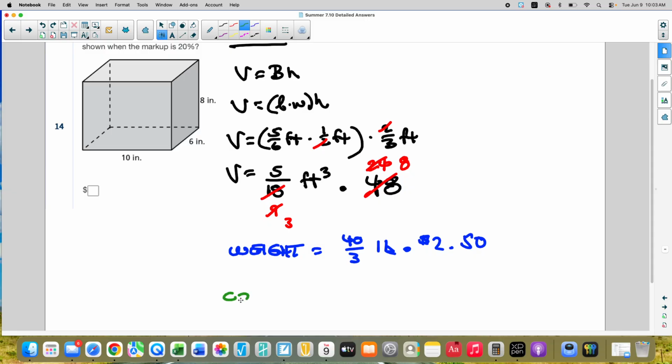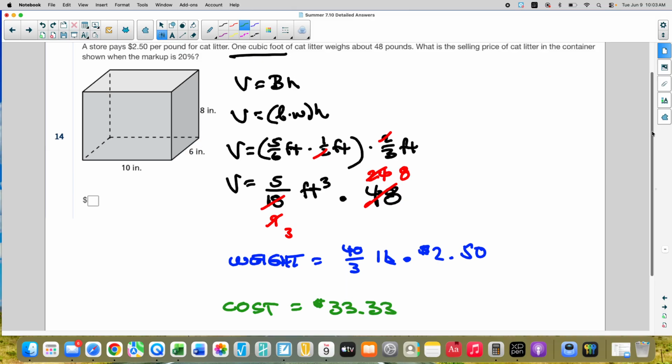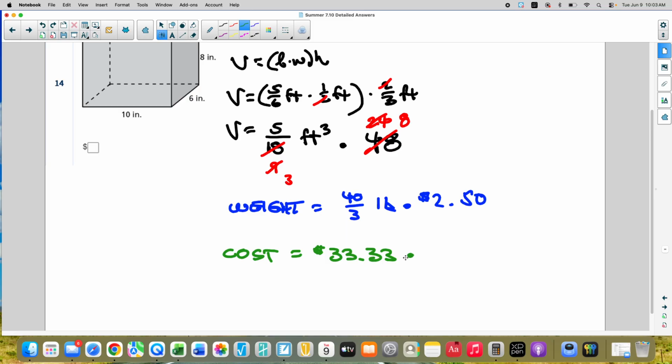Cost is going to equal $33.33. And if we're going to mark it up 20%, we actually don't multiply it by 0.2. We actually multiply it by 1.2 because we want the initial cost plus the addition. This is the initial, the $33, and then this is 20% of the $33. So we'll take that and multiply it by 1.2, which gives us the final cost. Look at that. Final cost equals a nice, clean, even $40.